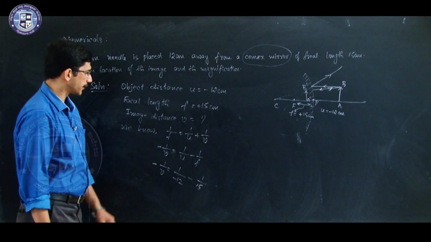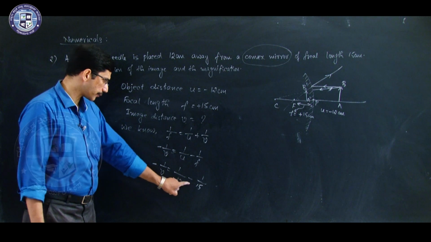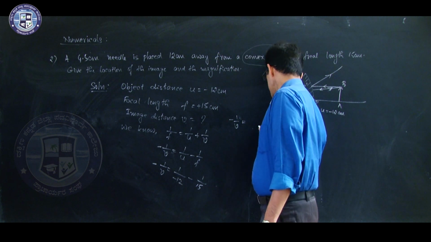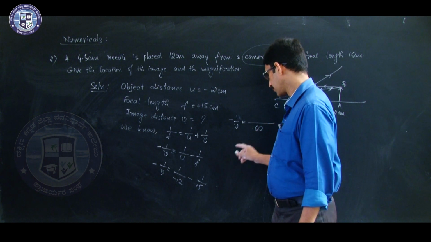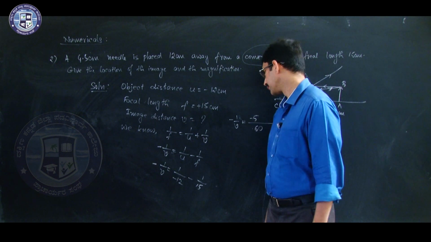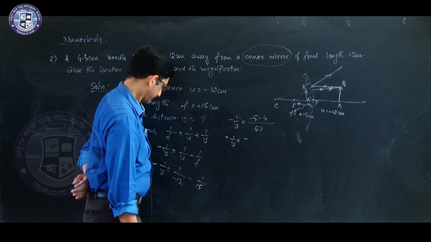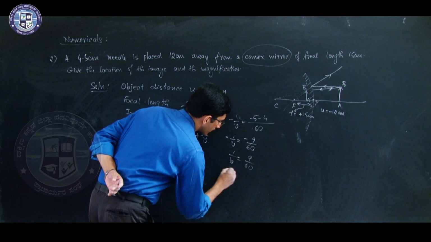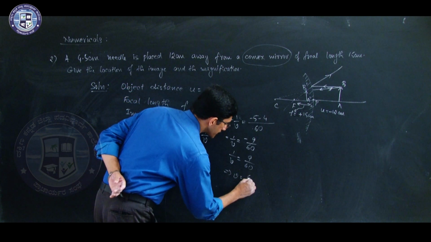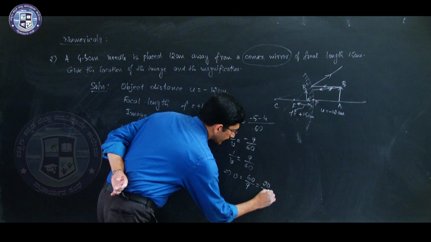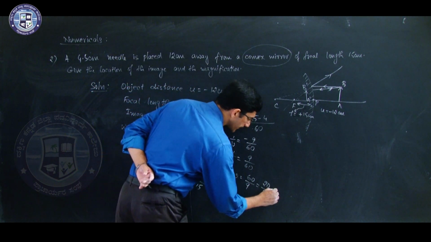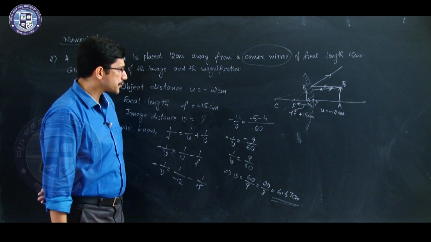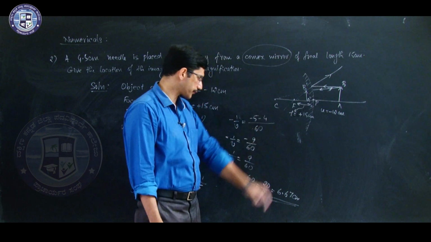So, 1 by v is equal to 1 upon minus 12 minus 1 by 15. So, 1 by v is equal to, 60 is the LCM, minus 5 minus 4, that is minus 9 divided by 60. Hmm, as dictated: 1 by v is equal to 9 by 60, or the image distance is equal to 60 divided by 9, which is nothing but 20 by 3. 60 by 9 is 20 by 3, and 20 by 3 is 6.67 centimeter. The image distance is 6.67 centimeter here, which is measured along the direction of incident light.